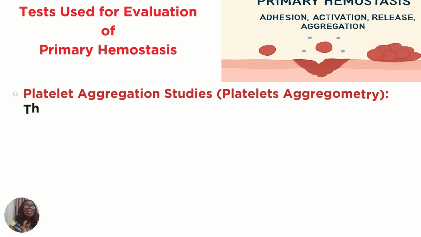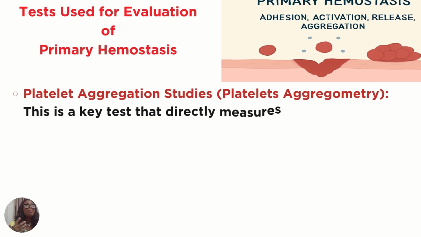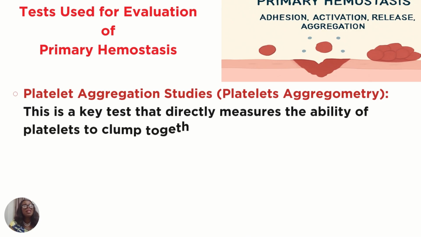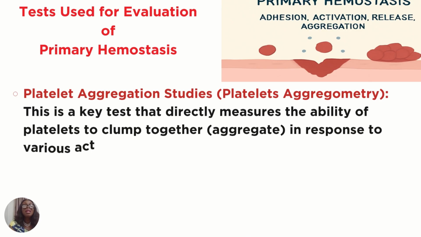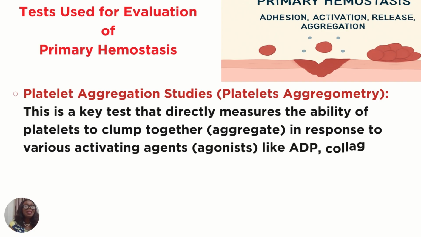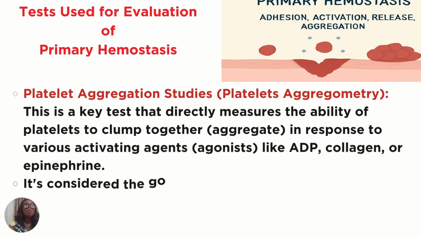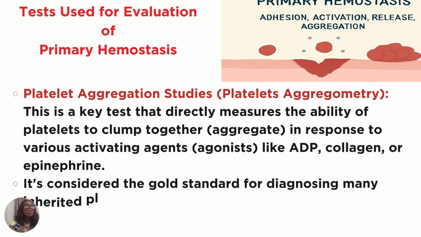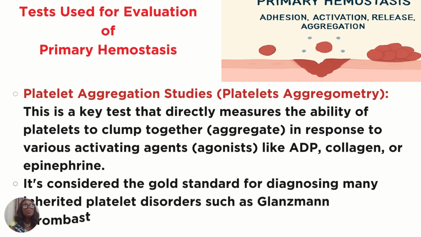Now we have another test that we can use to assess platelet function, which is platelet aggregation studies using platelet aggregometry. This is the key test that directly measures the ability of platelets to clump together, that is, the ability of platelets to aggregate in response to various activating agents like agonists, like ADP, adenosine diphosphate, collagen, and epinephrine. It is considered the gold standard for diagnosing many inherited platelet disorders such as Glanzmann thrombasthenia.